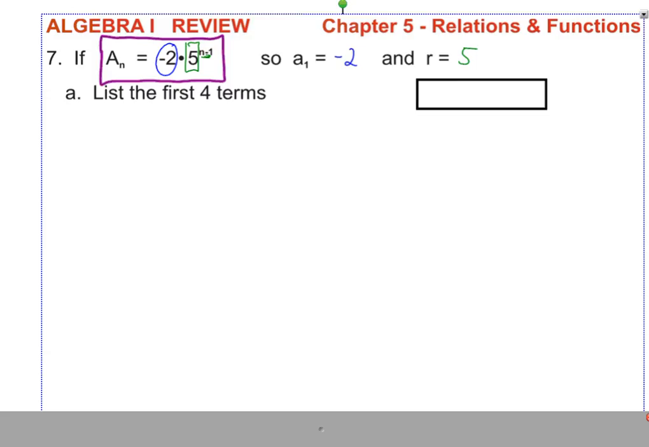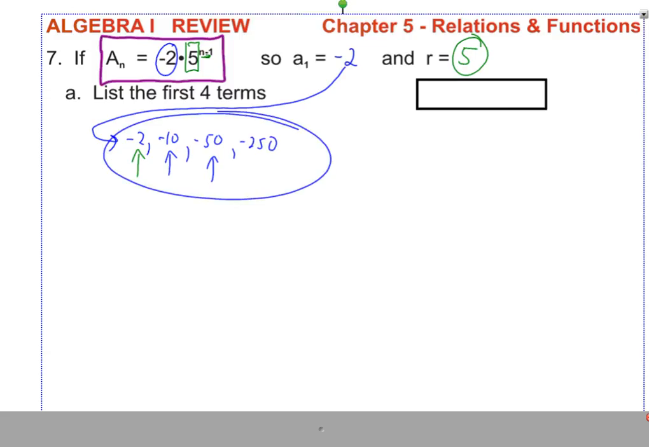If they want me to list the first 4 terms, the easiest way now is to list the first. And remember, in a geometric sequence, you can find the next term by multiplying what you have by r. What's -2 times 5? -10. What's -10 times 5? -50. What's -50 times 5? -250. There are the first 4 terms.